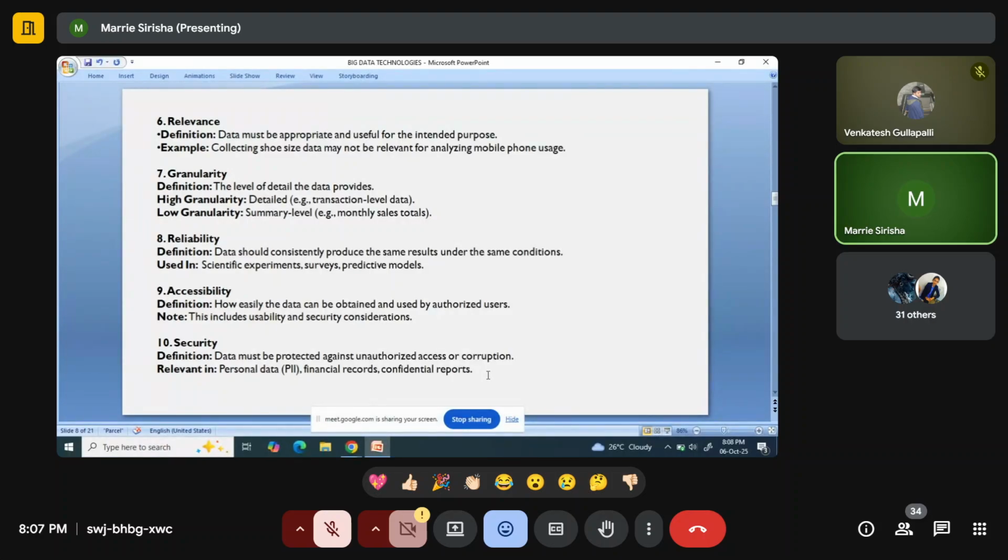And eighth one is reliability. What is reliability? Data should consistently produce the same result under the same conditions.